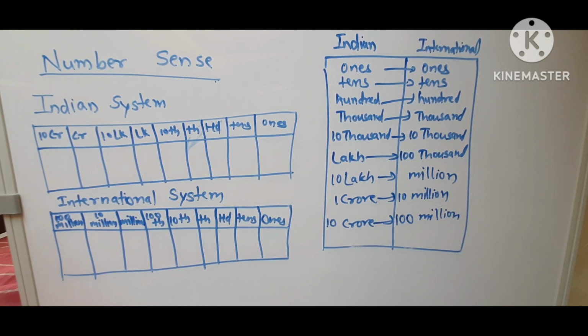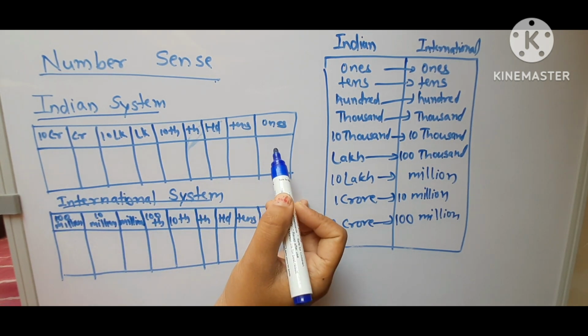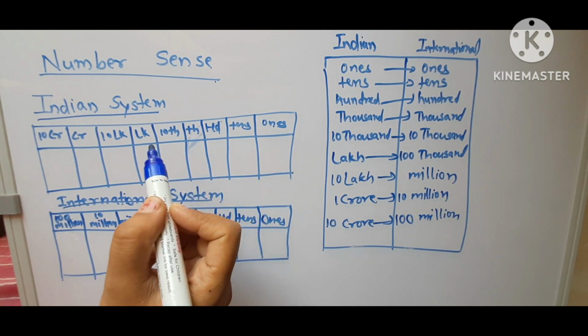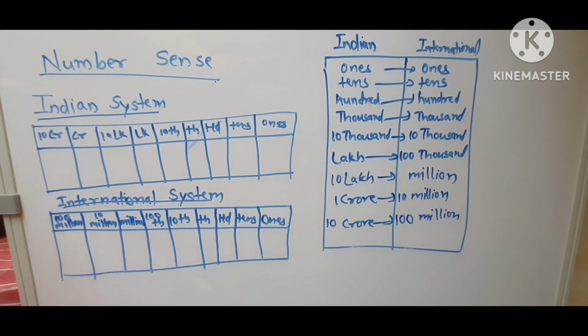So let's start. The first topic which we will cover is the Indian system of writing numbers and the international system of writing numbers. In the Indian system we write ones, tens, hundreds, thousand, 10,000, lakh, 10 lakh, crore and 10 crore. In the international system, on the other hand, it is ones, tens, hundred, thousand, 10,000. Instead of lakh we have 100,000. 10 lakh is million, crore is 10 million, 10 crore is 100 million.